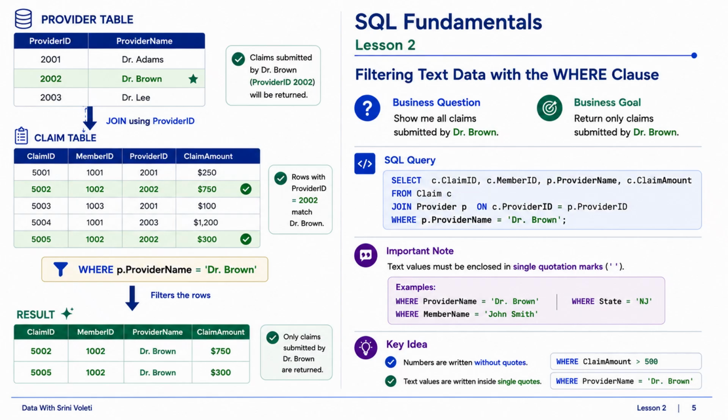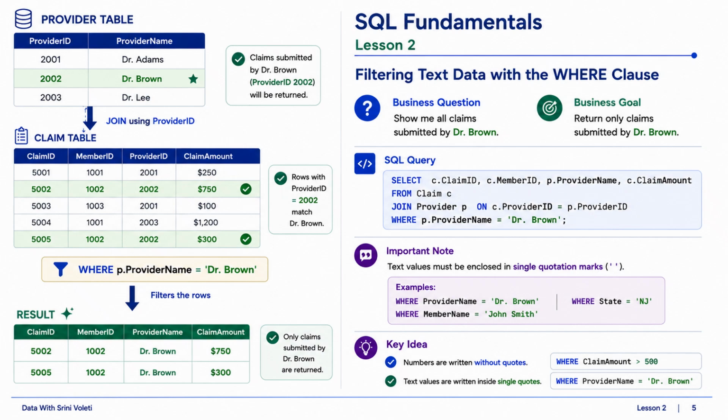After examining every row, only the claim submitted by Dr. Brown remains in the final result set. Now let us take a look at how the SQL statement works. First, SQL reads the claim table. Next, it joins with the provider table using the provider ID. Finally, the where clause filters the results to include only rows where the provider name is Dr. Brown.